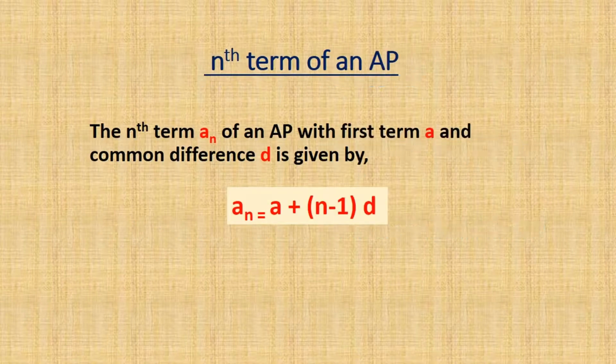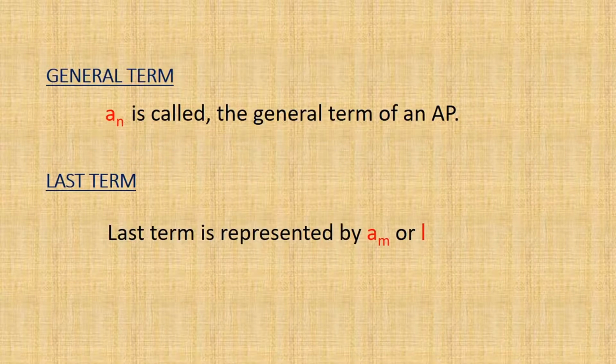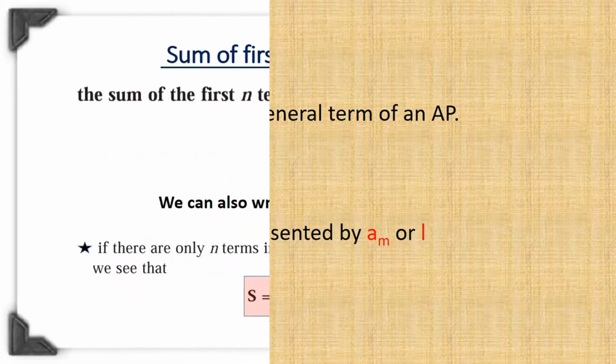And then the nth term formula, a very important part of this chapter: a_n is equal to a plus (n minus 1)d. The general term of an AP is a_n. The last term we can denote by a_n or l. In this chapter, we denote it only using l. This l is used only if the sequence is finite.